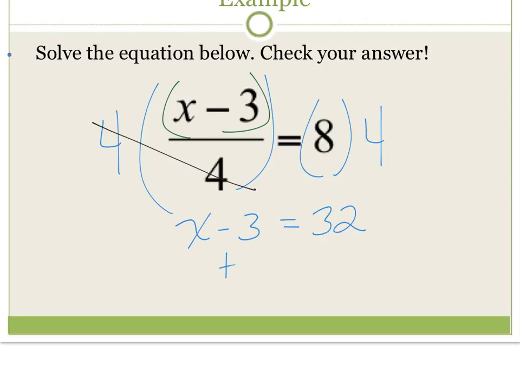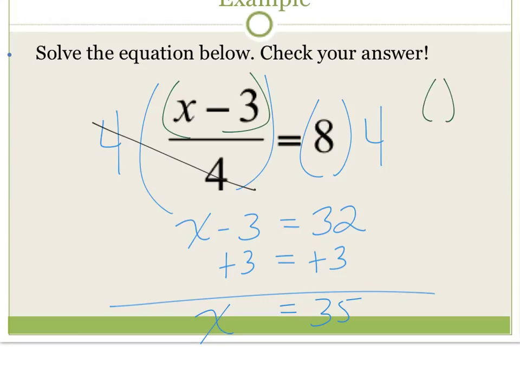Now we're going to add 3 to both sides. Again, keeping that equal sign nice and lined up to keep myself organized. And x equals 35. Let's take a moment and try this one and make sure that it is the true statement.